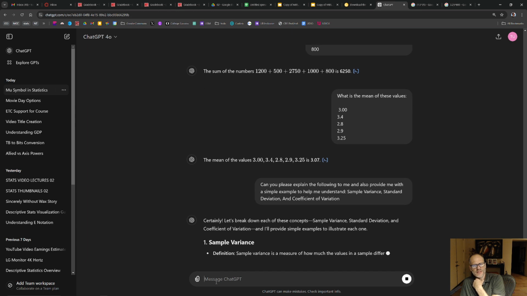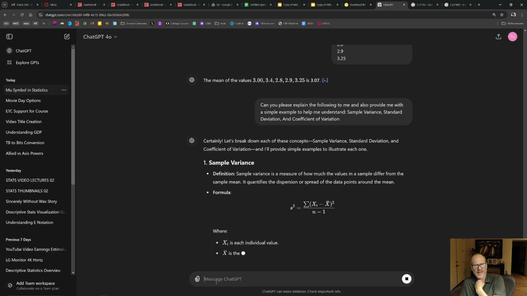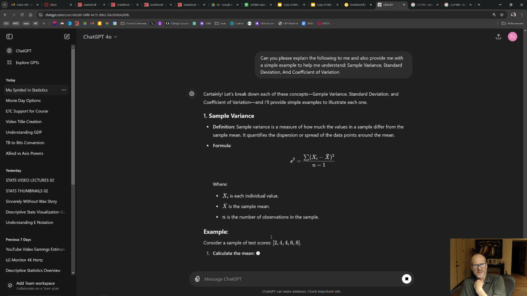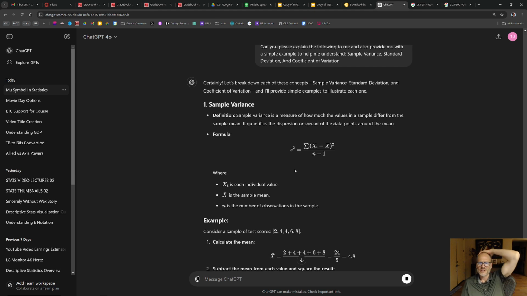Let's break down each of these concepts: sample variance, standard deviation, and coefficient of variation. I'll provide simple examples to illustrate each one. Sample variance is a measure of how much the values in a sample differ from the sample mean. So each value is x i, which differs from the sample mean, x bar. It quantifies the dispersion or spread of the data points around the mean.